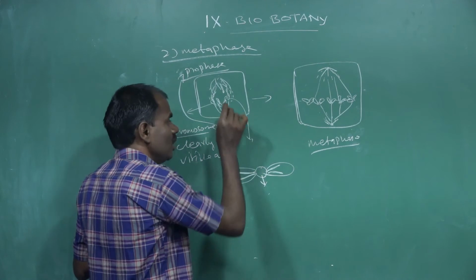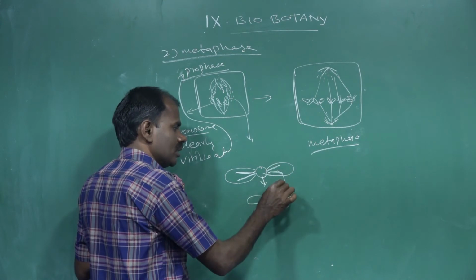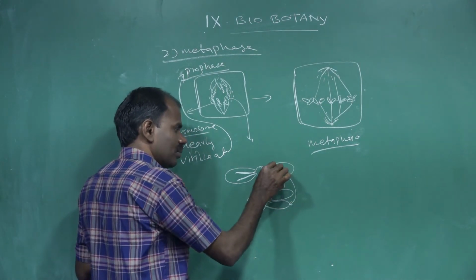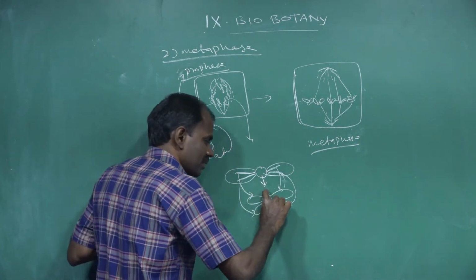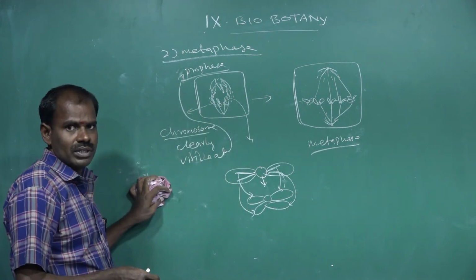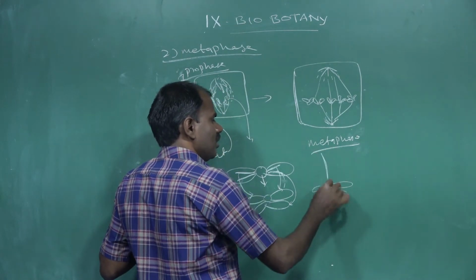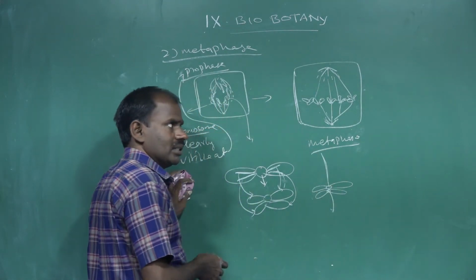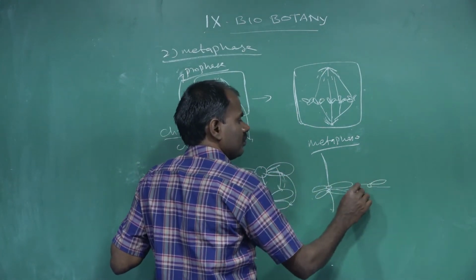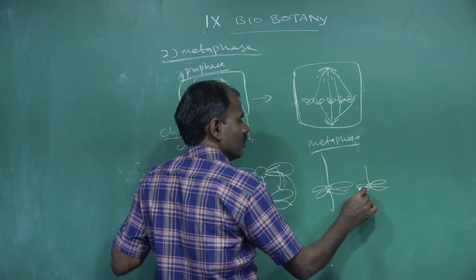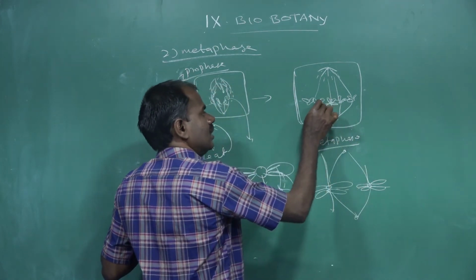After completion of prophase, two chromatids are formed. One chromatid and another chromatid are formed together. These structures are found only in the prophase stage. They attach to the spindle fibers, and this attachment to spindle fibers forms only during the metaphase stage.